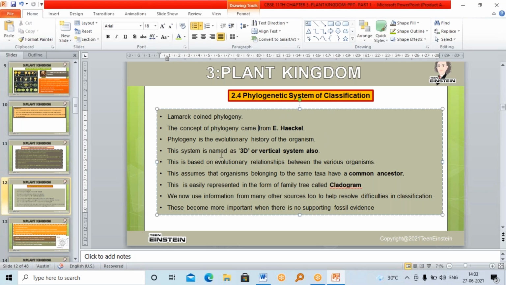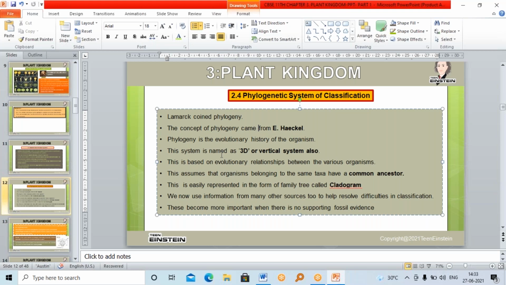It means not only the present characters, the historical characters are also being considered. We go for the previous generation's features also. So this is a 3D system, and it is mainly based on the evolutionary relationship between the various organisms. From one generation to the next, what changes happen to the organisms of the next generation, that is the main thing we study in the phylogenetic system of classification, the changes happening through the years.